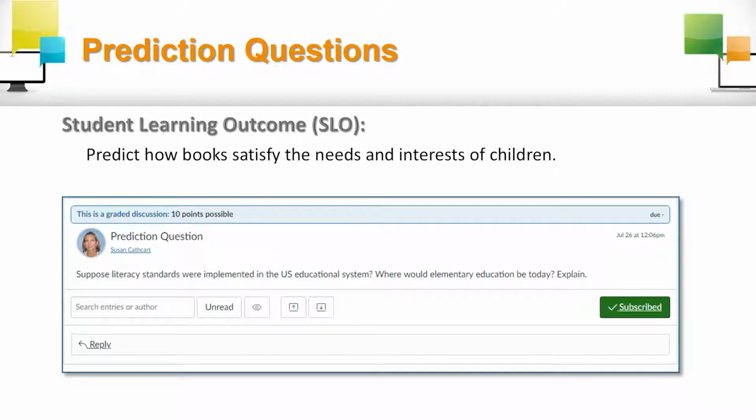Prediction questions have students review past and present information. The student learning outcome is: predict how books satisfy the need and interests of children. This is an example of a prediction question using the SLO.